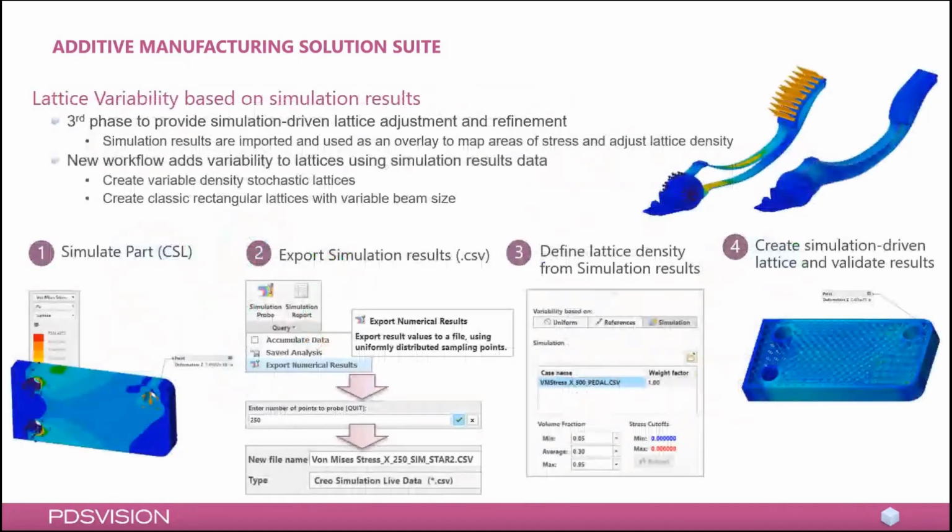Yeah, this is again a bit better explanation about the additive manufacturing solution suite for the lattice variability. So the idea is that you will go first to some computation software like Creo Simulation Live or Creo Simulate, and then you export the results, and then you start defining lattice density based on simulation results, and then you get that lattice density in there, and then you rerun the simulation just to validate that the results will actually fulfill it. Or if not, you can also do some corrections. There are a few data formats from the stress simulation that you can use. As I mentioned, Creo Simulation Live is one of them. Also, Creo Simulate works nicely.